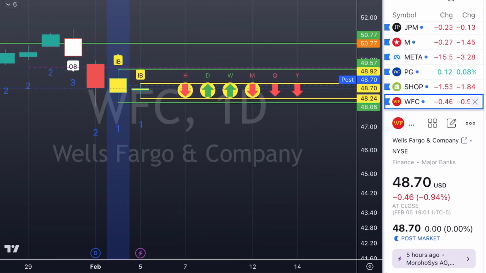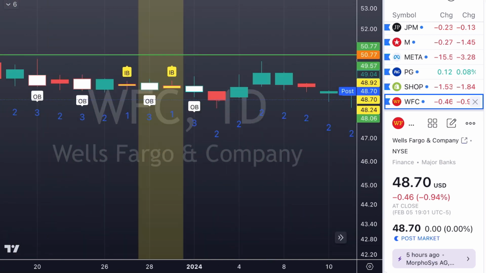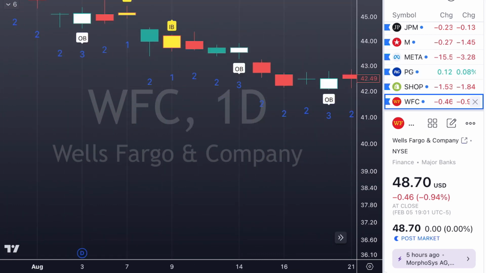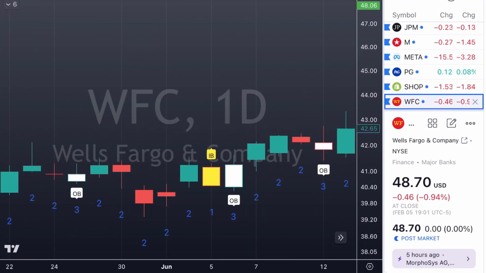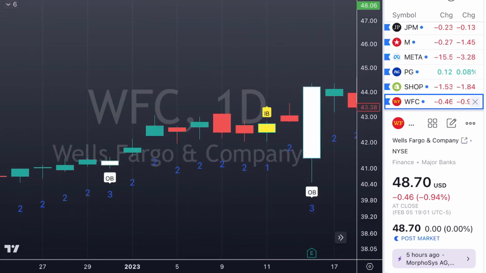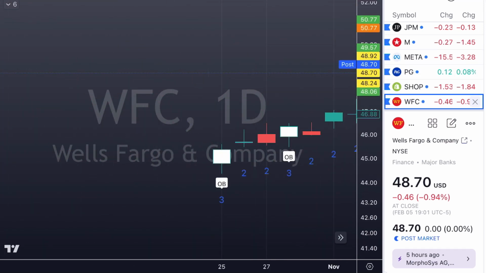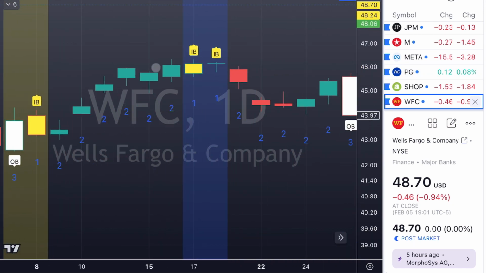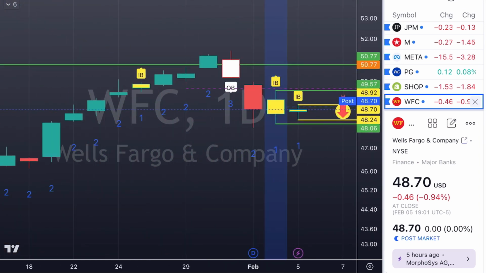Wells Fargo, there's a double inside bar on Wells Fargo. We look for that blue highlight. Let's go back in time. What happened the last time? Because it's probability based. That's all it is. Let's find WFC, double inside bar, on the daily. There you go. Okay? 2 straight days. Boom, boom. That's a consistency, guys. That's a probability.